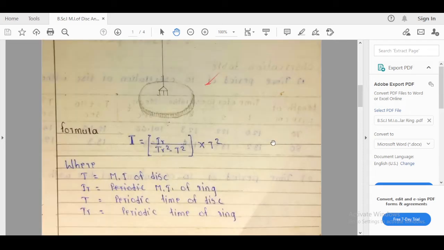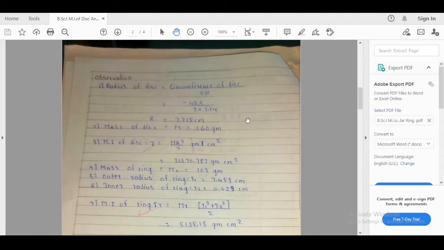Here I am showing you. If you keep the initial point of the thread here, the thread is wound over the disc back to the initial point, and after that you straighten that thread on the scale, and with the help of that meter scale we measure the circumference of the disc. Because it is a heavy, big disc, we cannot measure it with a vernier or a micrometer screw gauge, and therefore by this method we calculate the radius of the disc as the circumference divided by 2 pi, and it comes to be 7.7 centimeter.